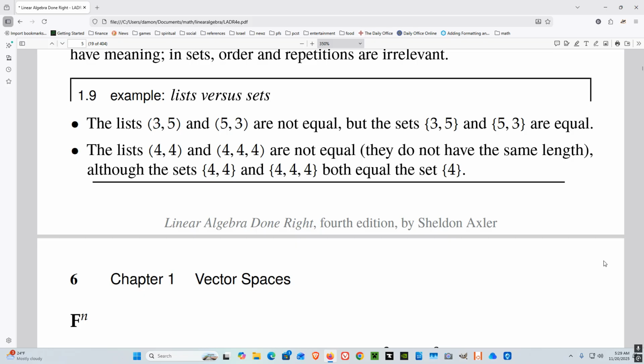Here is the example, lists versus sets. The lists (3, 5) and (5, 3) are not the same thing. But the sets {3, 5} and {5, 3} are considered the same thing.